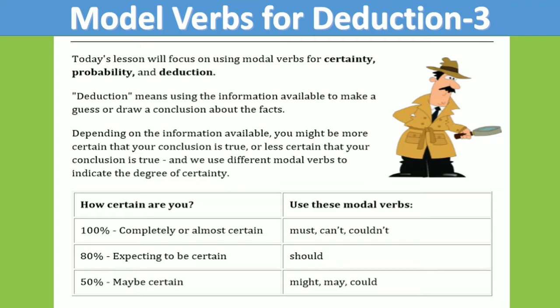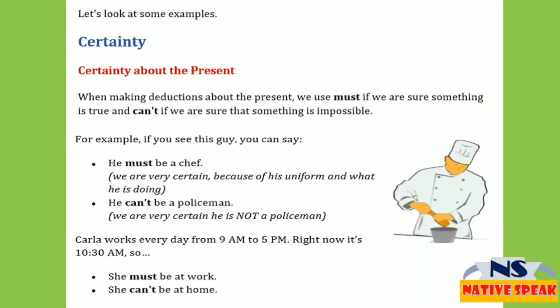When making deductions about the present, we use must if we are sure something is true, and can't if we are sure that something is impossible. For example, if you see this guy, you can say, he must be a chef. We are very certain of this because of his uniform and what he is doing. We can also make the conclusion that he can't be a policeman. We are very certain that he is not a policeman.